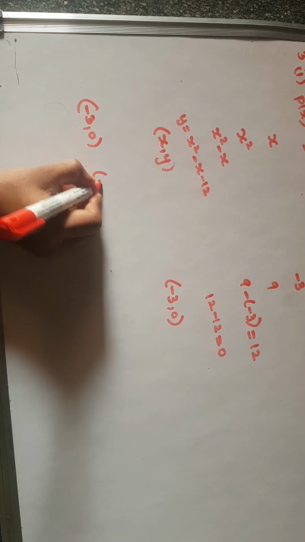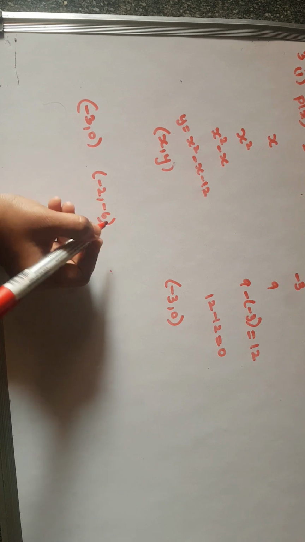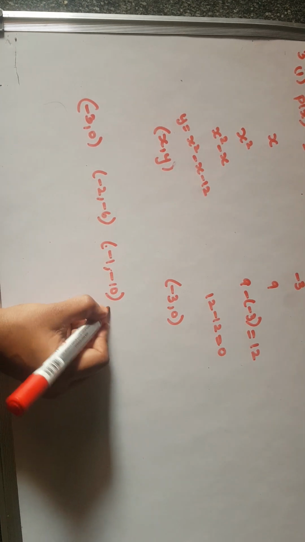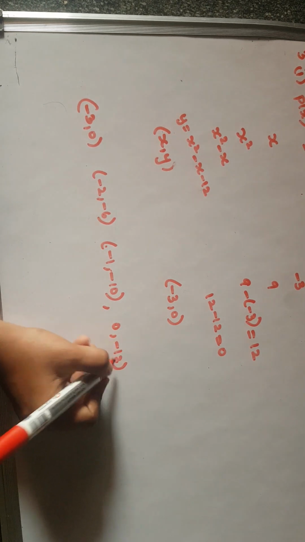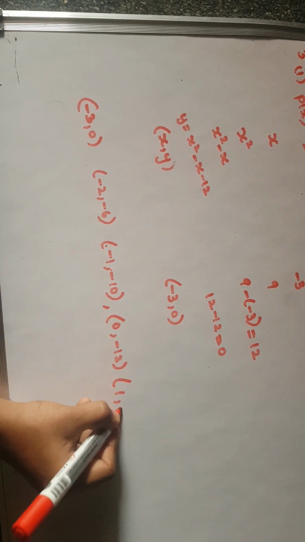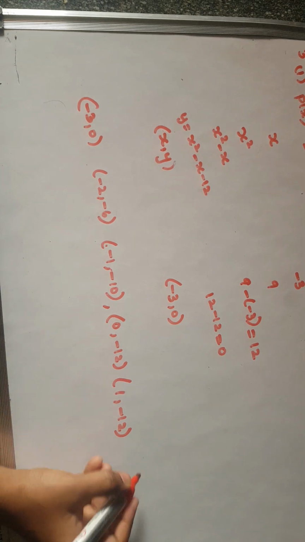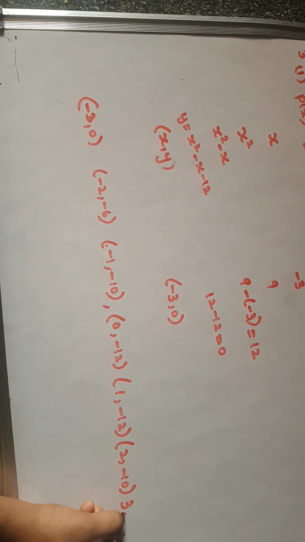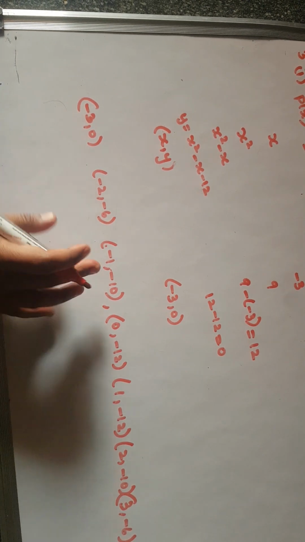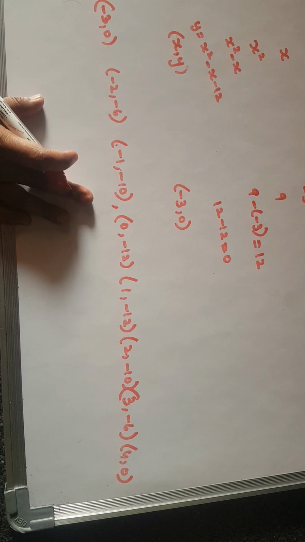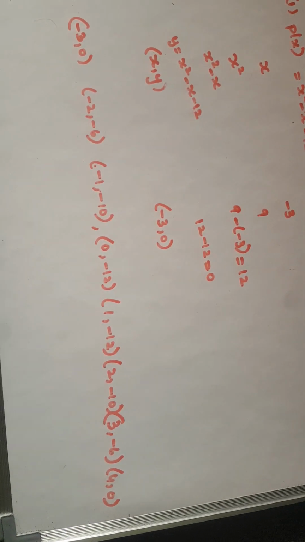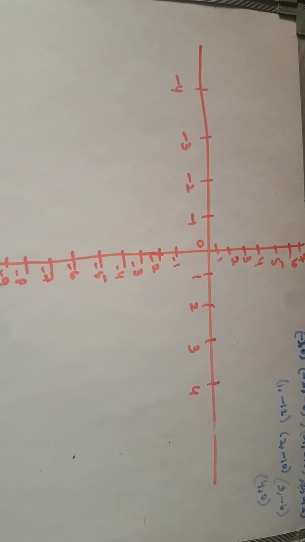When you take minus 2 comma minus 6, minus 1 comma minus 10, 0 comma minus 12, 1 comma minus 12, 2 comma minus 10, 3 comma minus 6, and when you take 4, the value becomes 0. Now construct a graph using these values. Okay, now this is the graph that we have drawn.